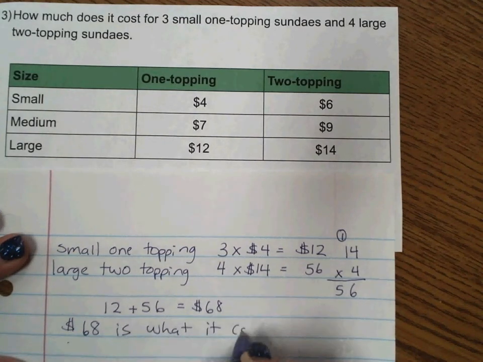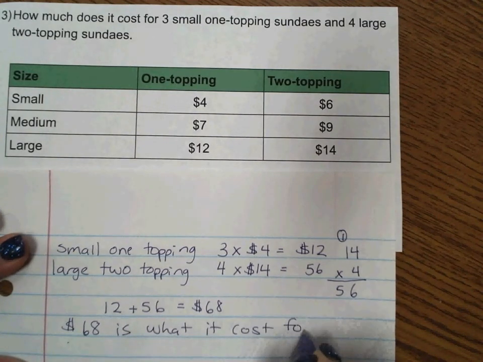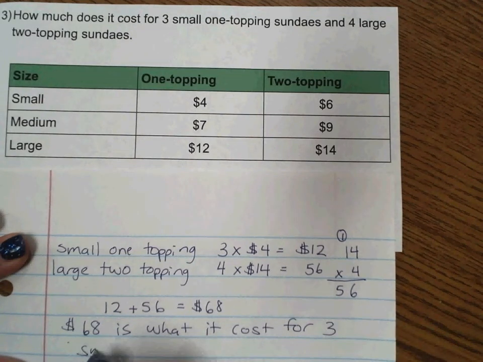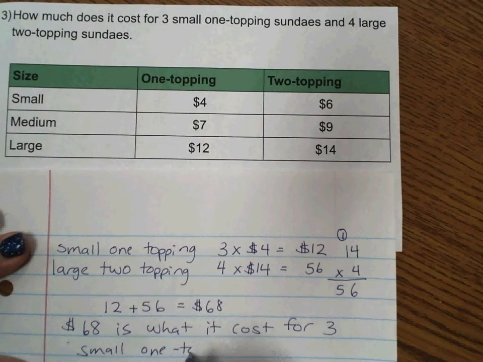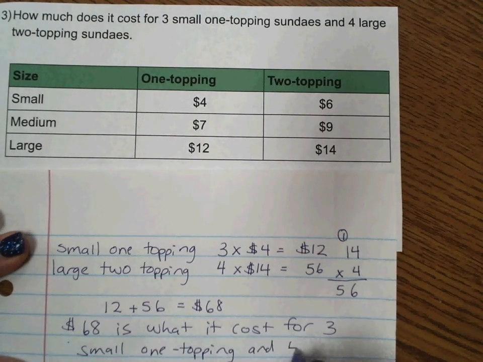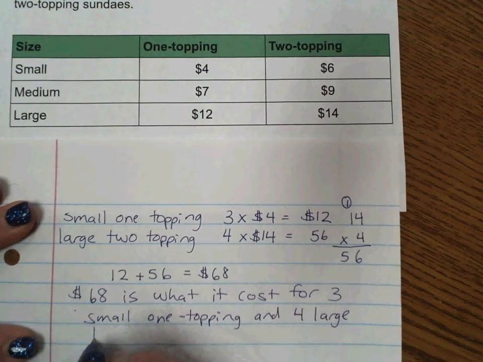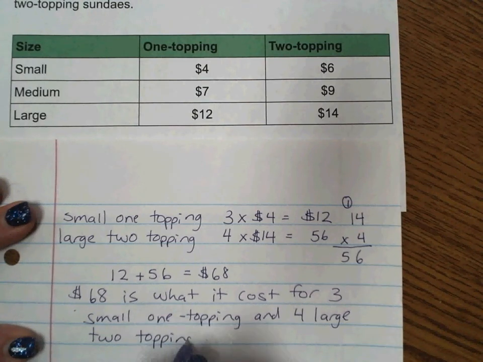So to answer the question, $68 is what it cost for 3 small 1 topping and 4 large 2 topping sundaes.